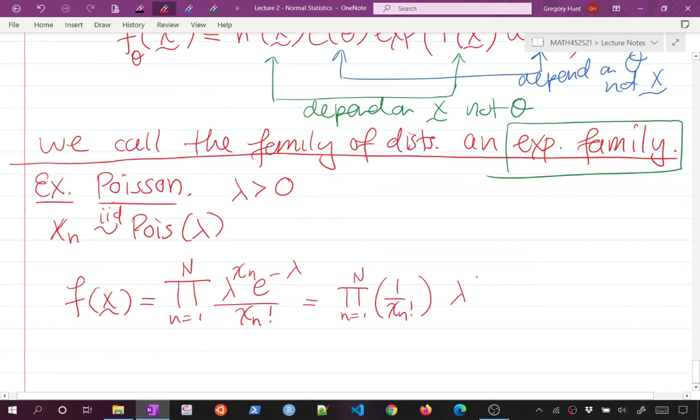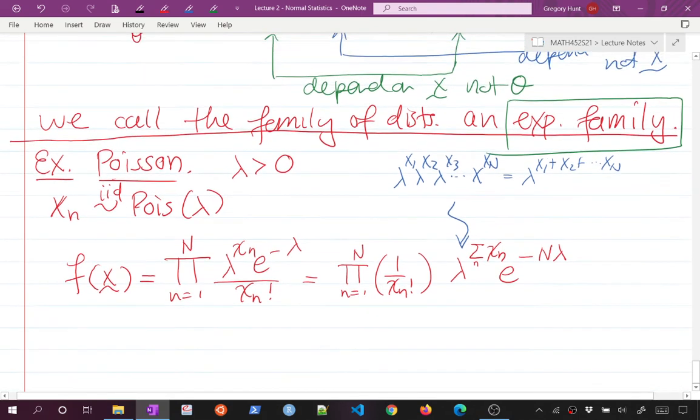The product of lambda to the x_n is lambda to the sum of the x_n's, right? So the reason for that is, basically I have lambda to the x1 times lambda to the x2 times lambda to the x3 times lambda to the xn. I can always rewrite this as lambda to the x1 plus x2 plus up to xn, right? So it's lambda to the sum of the x_n's. I'll be a little lazy with my indices. And then I have n copies of e to the negative lambda. That's e to the negative n lambda.